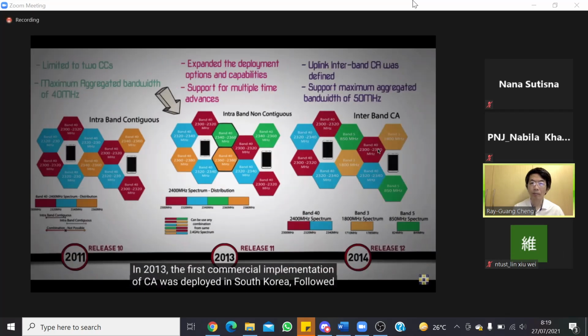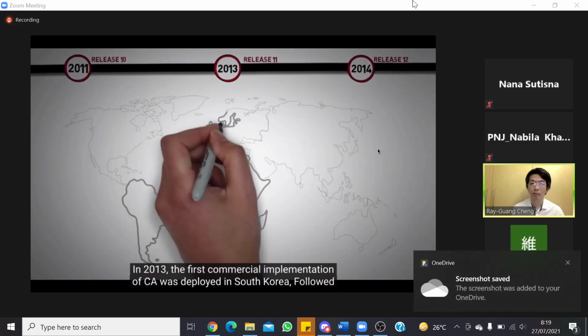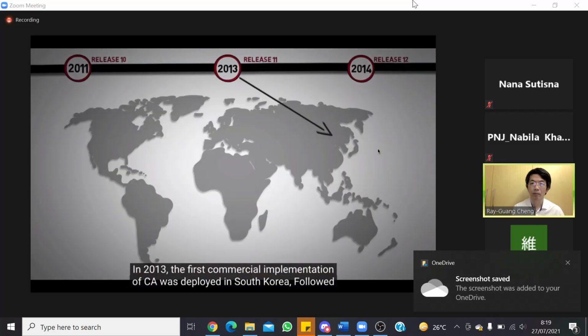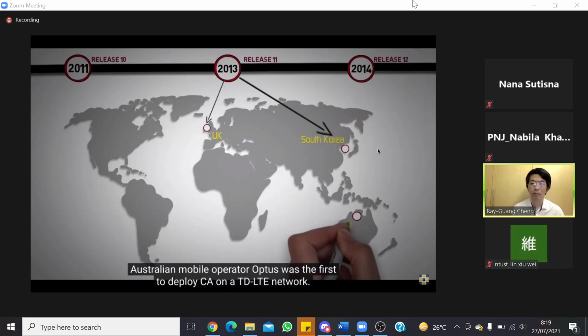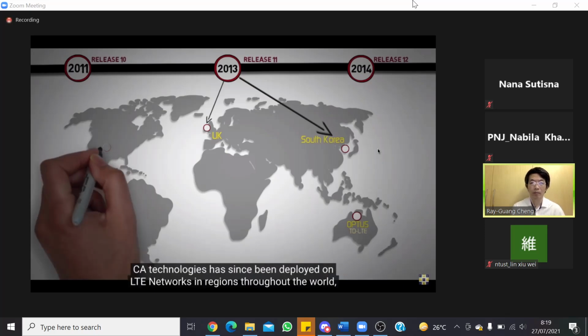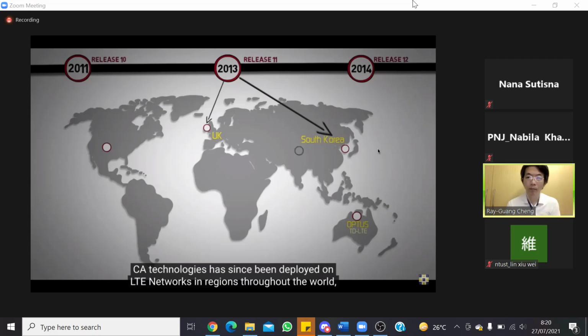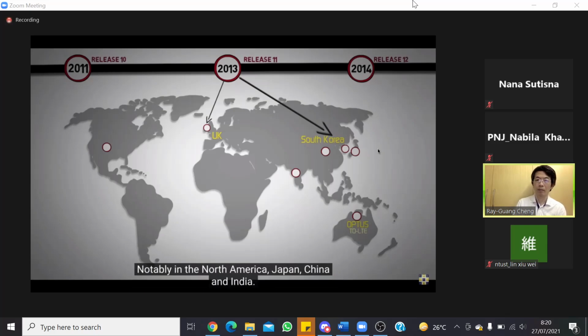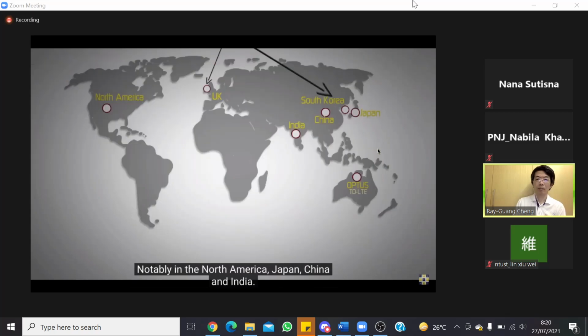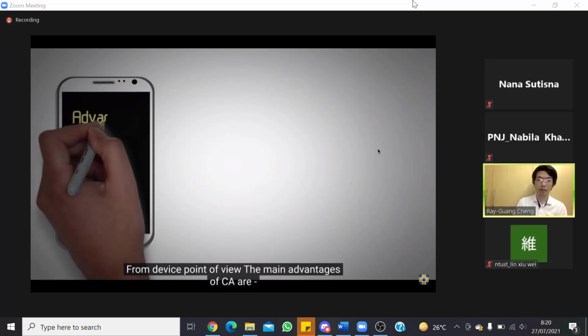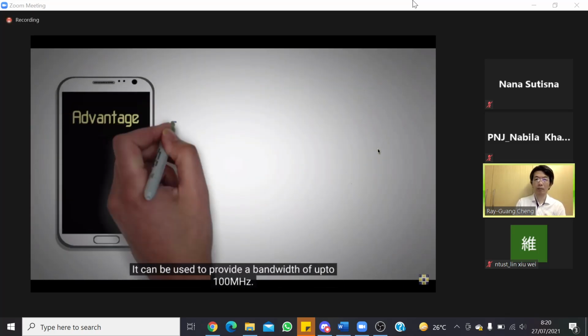In 2013, the first commercial implementation of CA was deployed in South Korea, followed by the UK. Australian mobile operator Optus was the first to deploy CA on a TDD LTE network. CA technologies have since been deployed on LTE networks in regions throughout the world, notably in North America, Japan, China, and India.